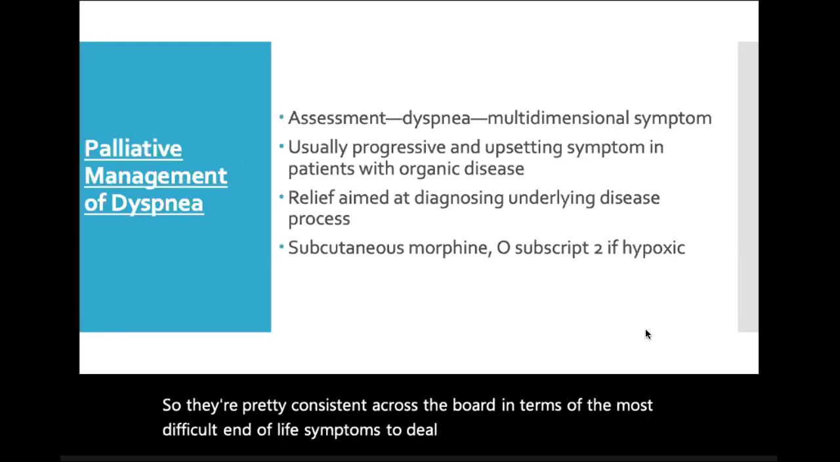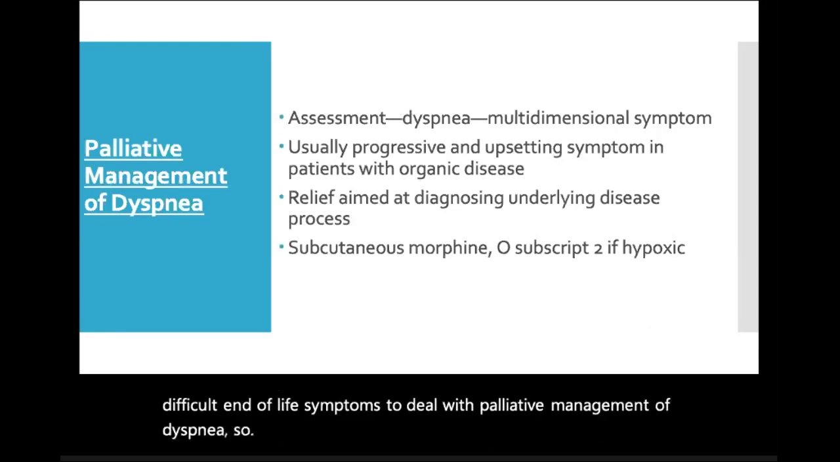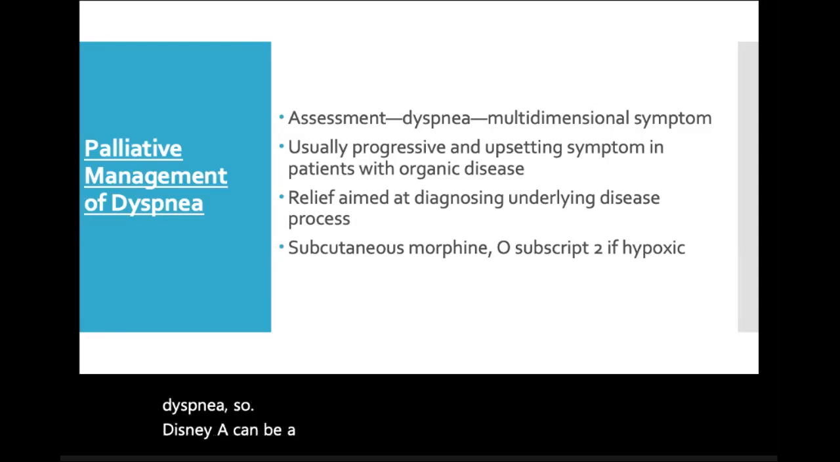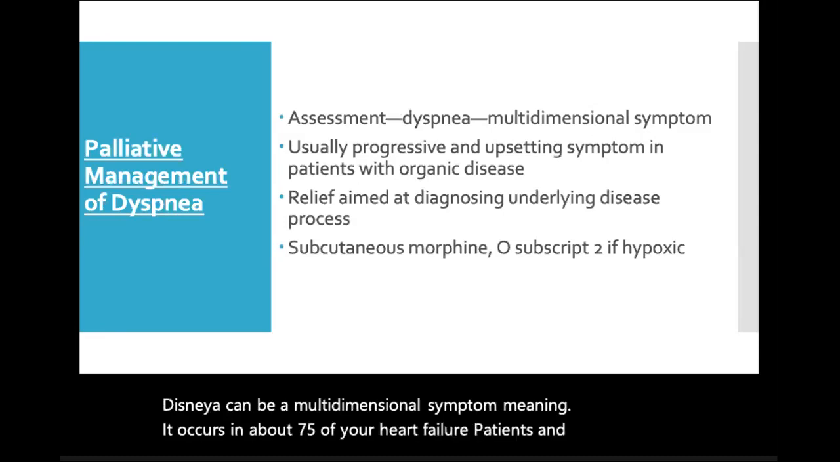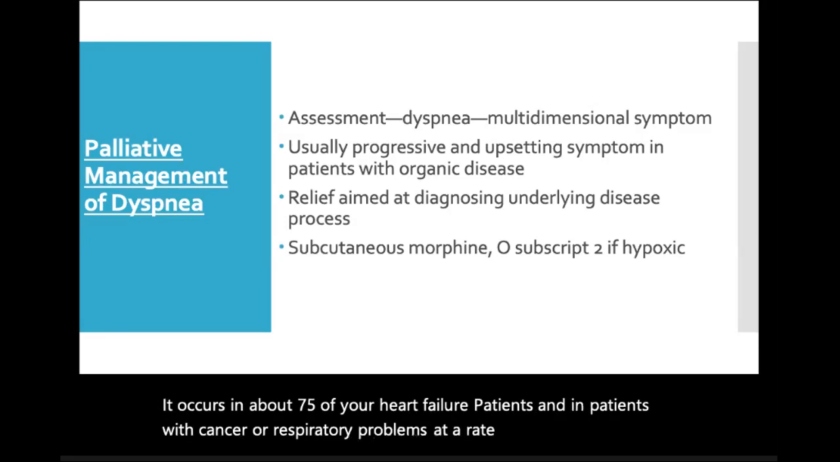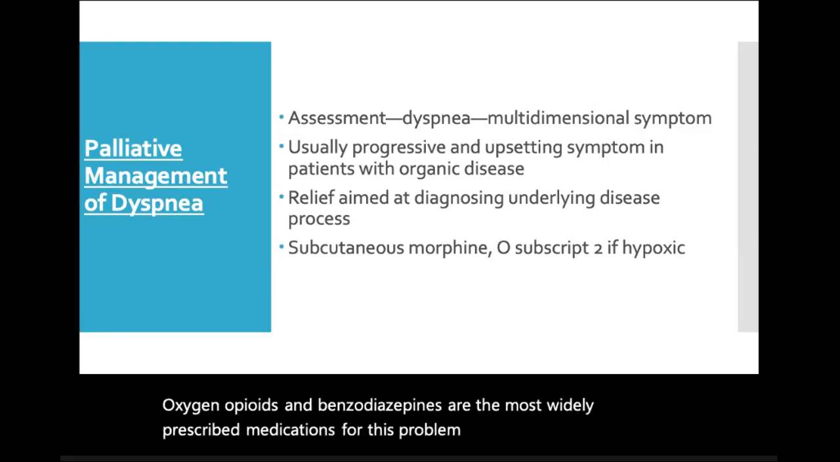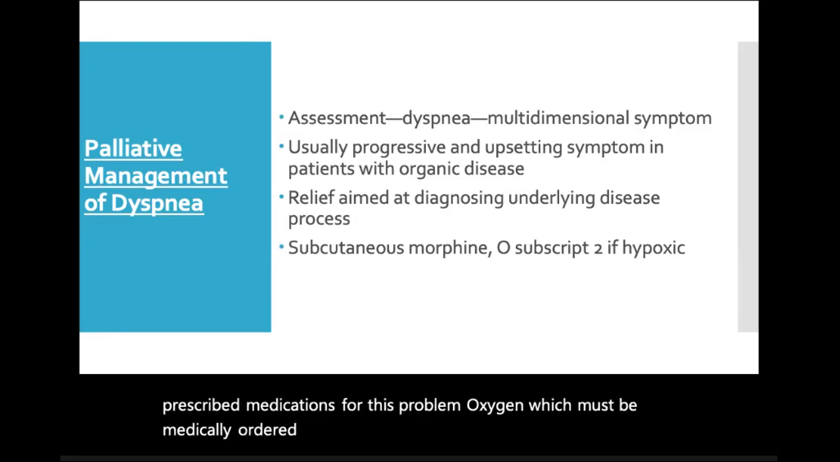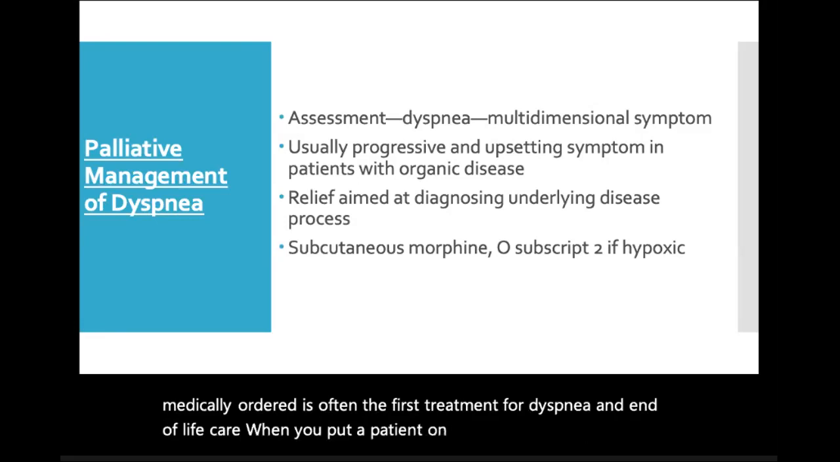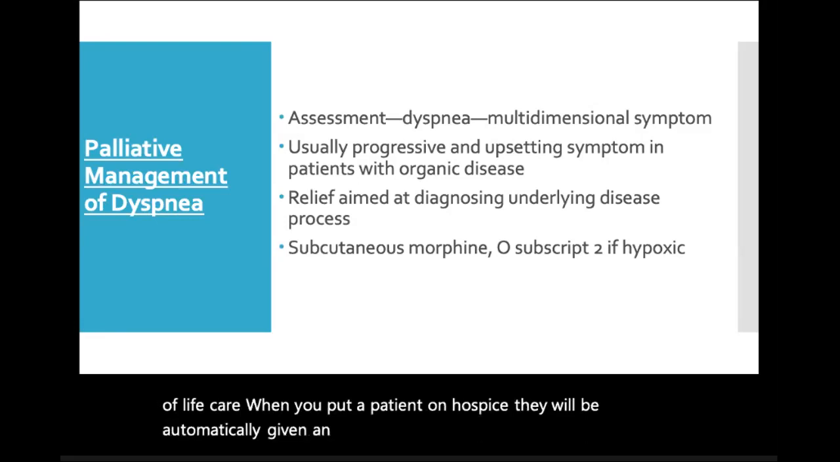Palliative management of dyspnea. So dyspnea can be a multidimensional symptom. It occurs in about 75% of your heart failure patients and in patients with cancer or respiratory problems at a rate up to 90%. Oxygen, opioids, and benzodiazepines are the most widely prescribed medications for this problem. Oxygen, which must be medically ordered, is often the first treatment for dyspnea in end-of-life care. When you put a patient on hospice, they will be automatically given an oxygen concentrator.